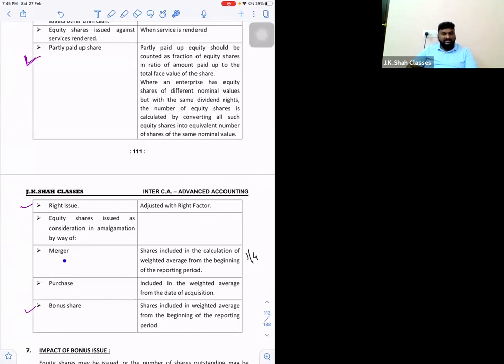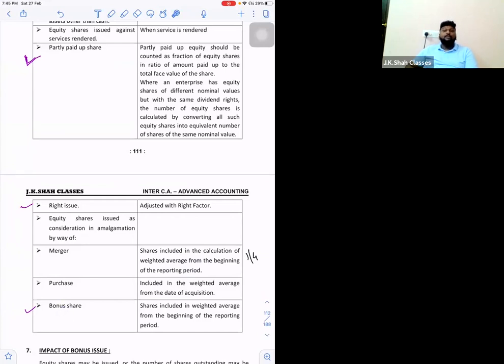But if it is the merger method, even if the shares are issued on 1st October, they will be considered as outstanding from 1st April only. And these all are asked as theoretical points in the exam. In practical questions, these points are not asked, but for theoretical questions, they are asked. And this table has been asked already in the exam once.